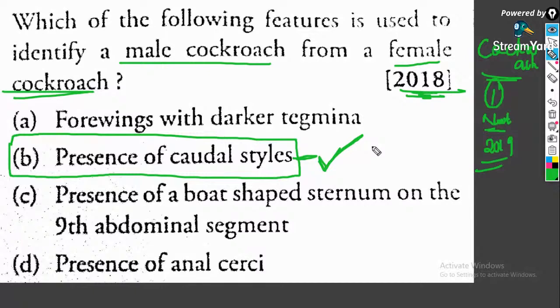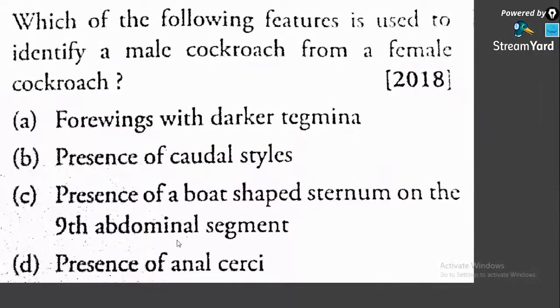Anal or caudal styles, you have certain segments, right? So anal styles or caudal styles arise from the ninth abdominal segment. Yes, it's correct. Presence of caudal styles. Caudal styles or the anal styles, they just originate from the ninth abdominal segment. Next question on the screen.